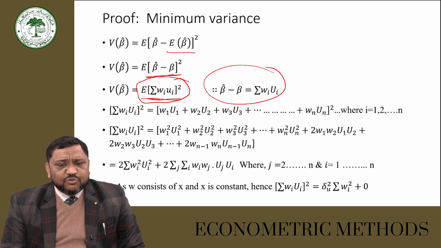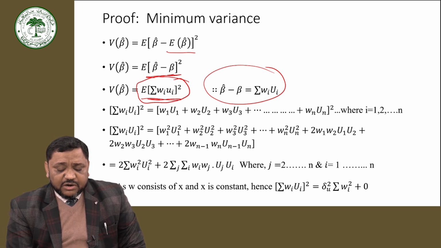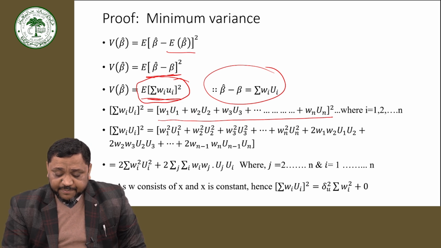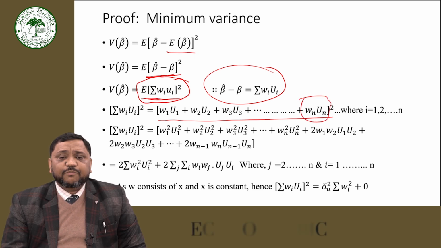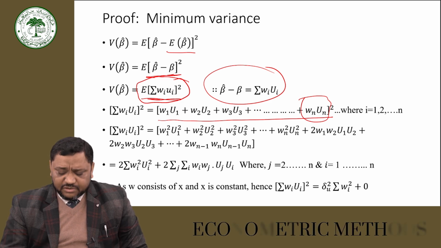Because this is wi ui, i can be 1, i can be 2, i can be 3. So when we open it up, this can be written as w1 u1 plus w2 u2 plus w3 u3 plus, likewise, you can extend it up till wn un, raised to the power 2, that is i is equal to 1 to n, and we can extend it.